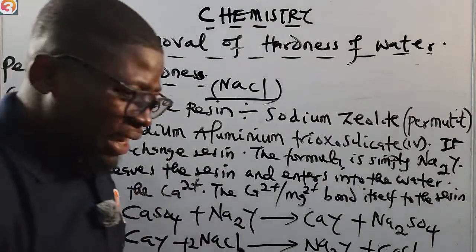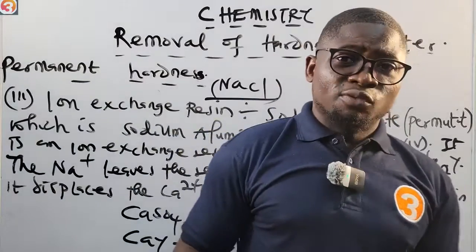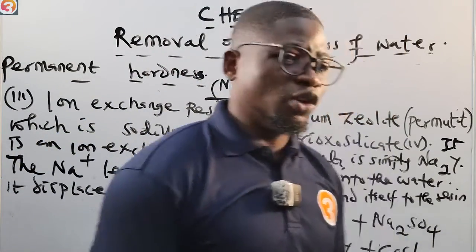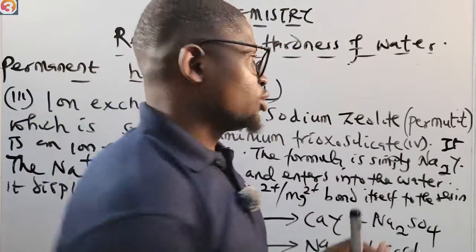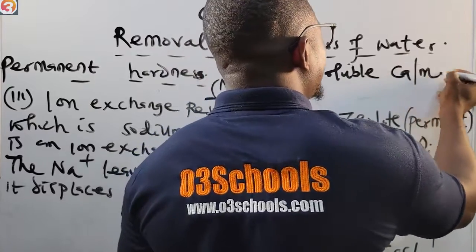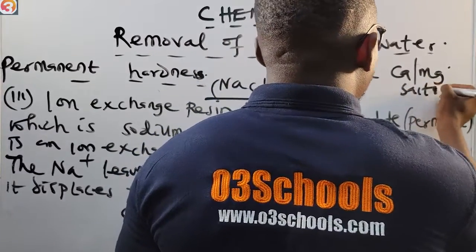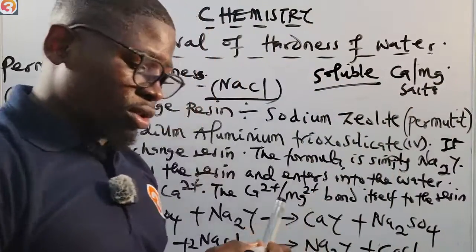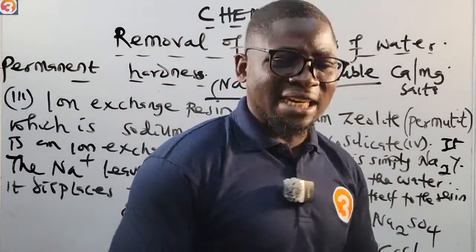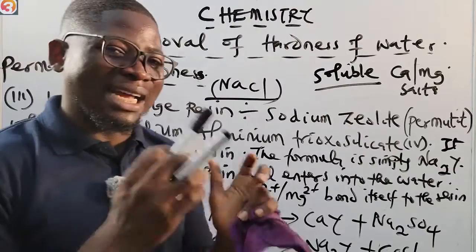In summary, softening hard water involves a process or techniques of converting soluble Ca or Mg salts into insoluble Ca or Mg salts. Calcium or magnesium salts. It's as simple as ABC.